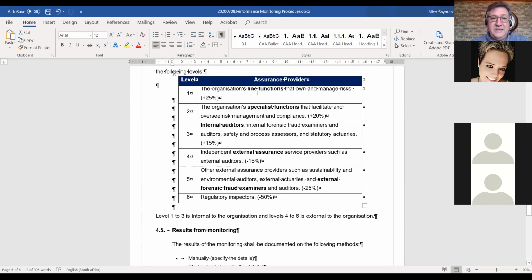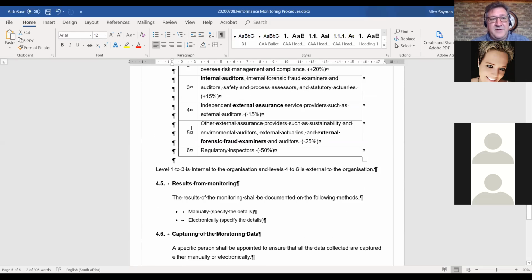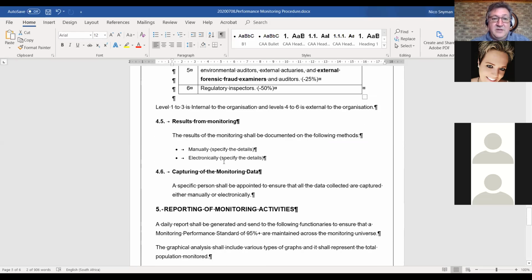Is it a line function that is level 1? Is it the specialist function, level 2? Is it internal auditors, that is level 3? Is it external assurance, that is level 4? Is it external fraud examiners, level 5? Is it a regulatory inspection, that's level 6? So level 1 to 3 is your internal environment, and level 4 to 6 is your external environment. The results of the monitoring, how will you document the results of it?